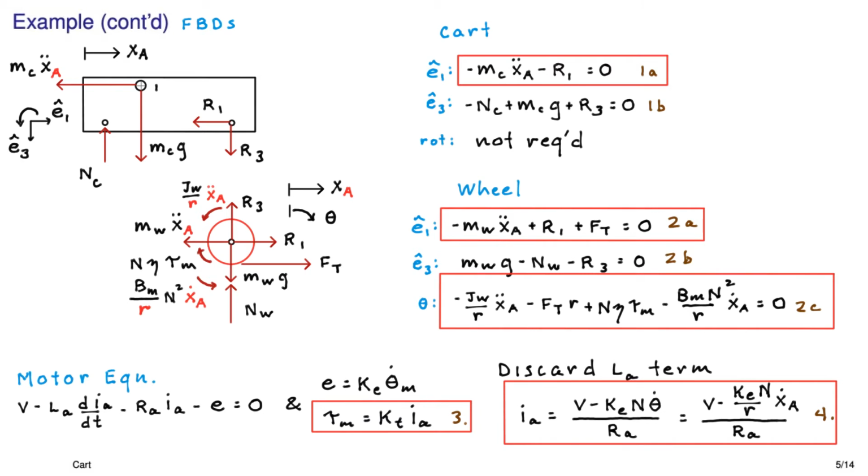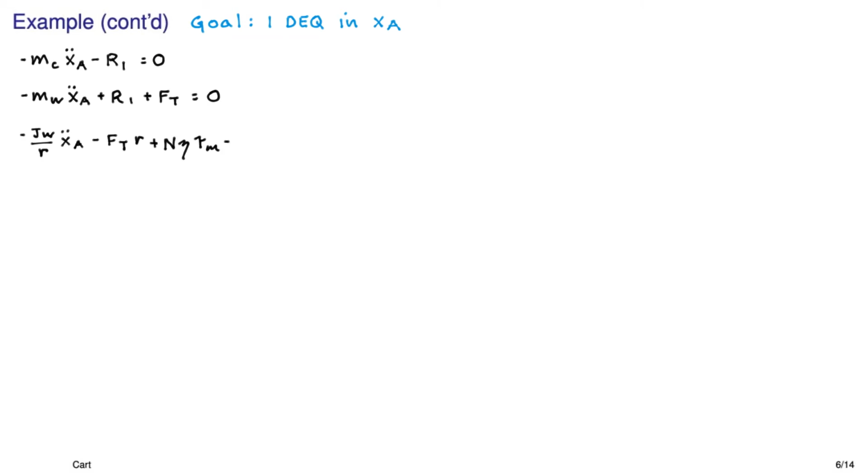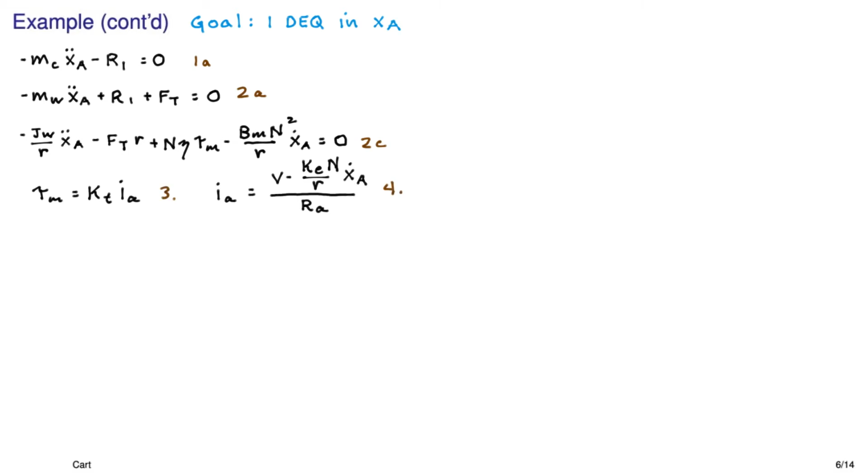So here are the 5 equations that we're going to fiddle around with and eventually generate a differential equation model of this cart motor system. So what we want to do is have a differential equation in XA, and that's all we want to end up with. And I'm just rewriting these equations from the previous page. There's nothing new here. Just needed a little extra room. And now we're going to combine things up a little bit.